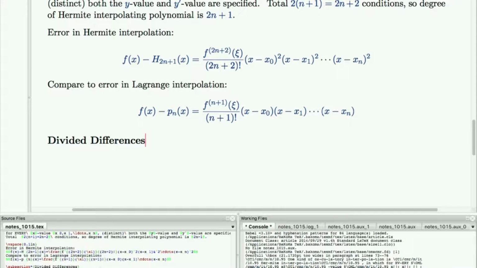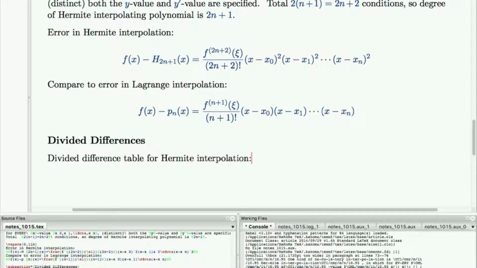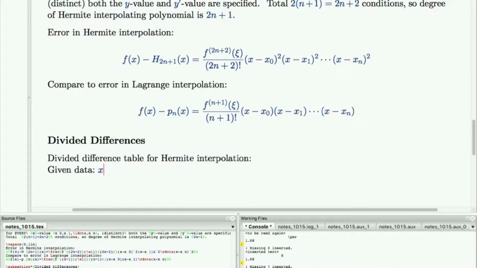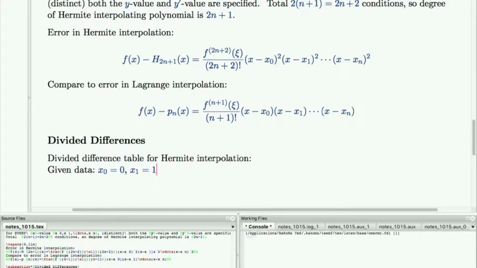Now, how do we actually go about computing divided differences for Hermite interpolation? All right, I'm going to step through an example here. So here's our given data. We have x naught is 0, x1 equals 1.